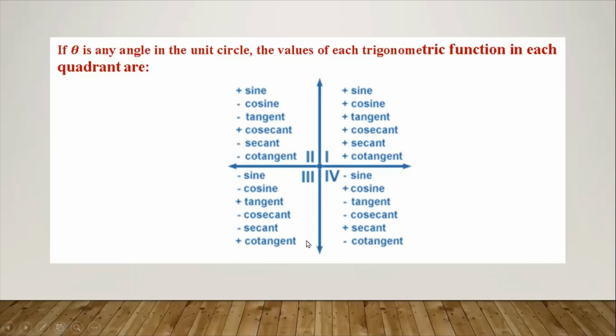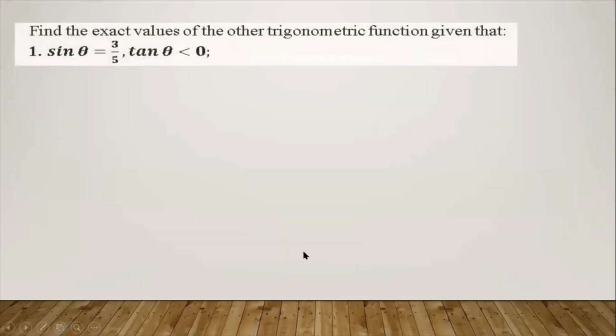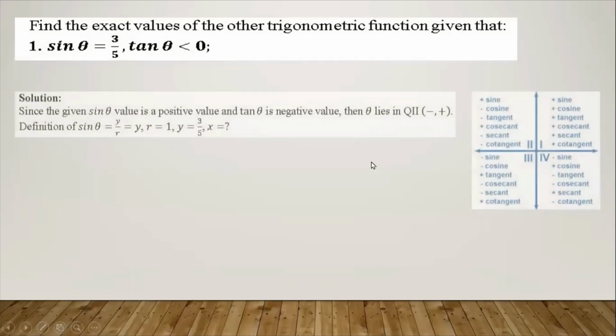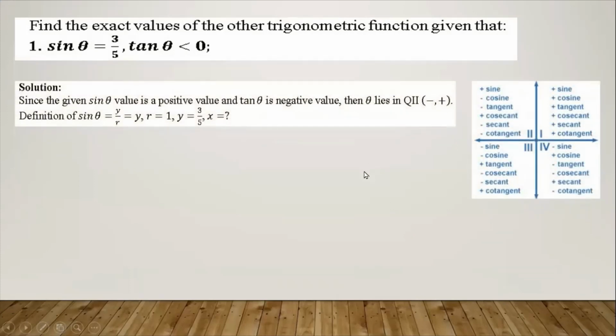Here we go for the first example. Find the exact values of the other trigonometric functions given that sine theta is equal to 3 over 5, where tangent theta is less than 0. When we say less than 0, then our tangent theta is negative. Now you already have the guide: sine theta is positive, then tangent theta is negative. Then we locate them in quadrant 2.